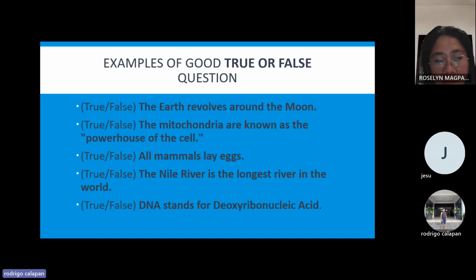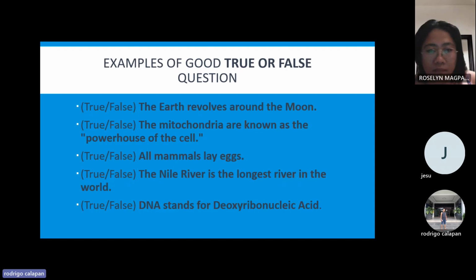So say for example, in this case, the Earth revolves around the moon. True or false? These questions assess students' understanding of celestial motion. This statement is definitely false, as the Earth revolves around the sun and not the moon. So it tests students' knowledge of the Earth's orbit and the relationship between celestial bodies.